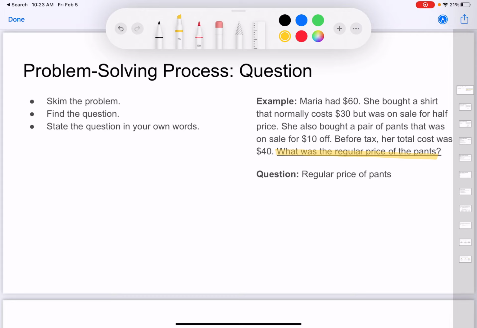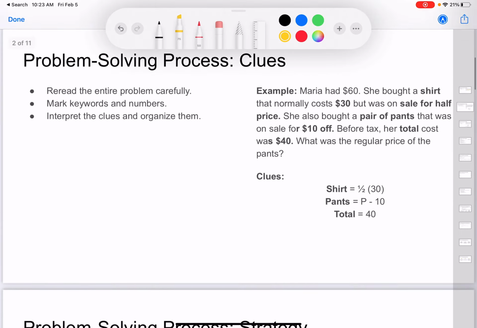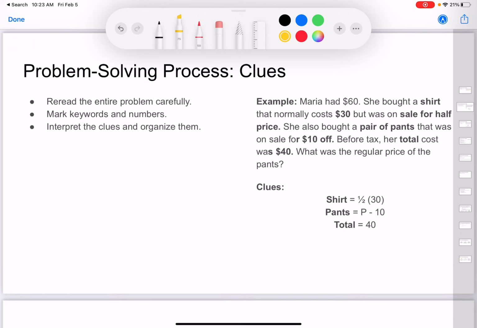So now that we found the question, we want to restate that question in our own words. So what are we looking for? Regular price of pants. The next thing we're going to do is identify clues. We're going to reread the entire problem carefully and mark any keywords and numbers. Then we'll finally interpret the clues and organize them.